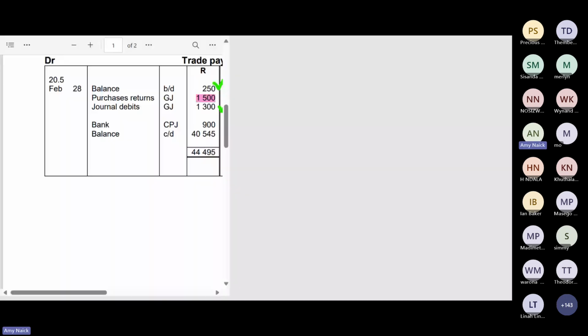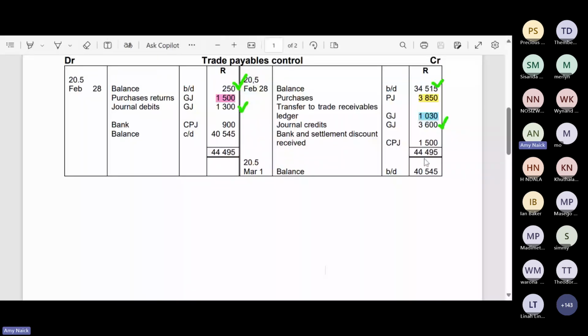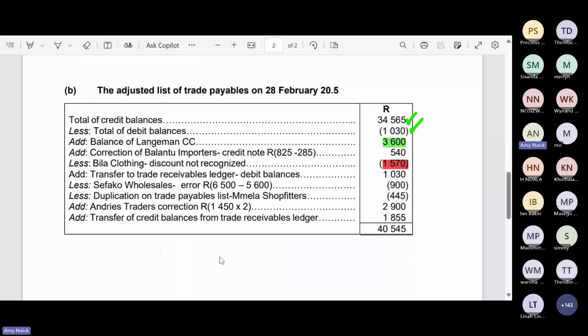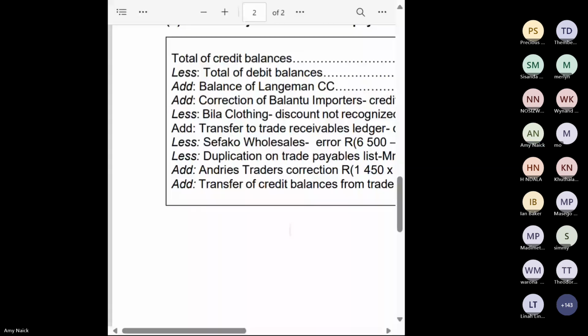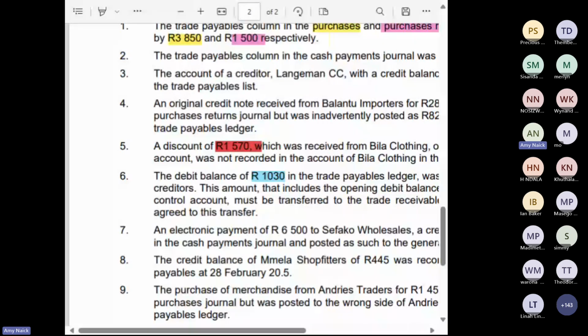You'll see there's nothing coming through from a trade payables control account. And you'll see that in the listing, we have removed the duplication, right? Is everyone still fine? Still with me? Okay. Yes. Okay, that was an easier one. It's quite straightforward.